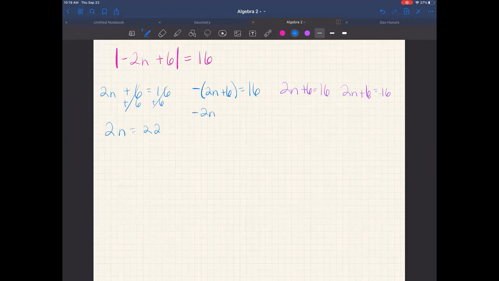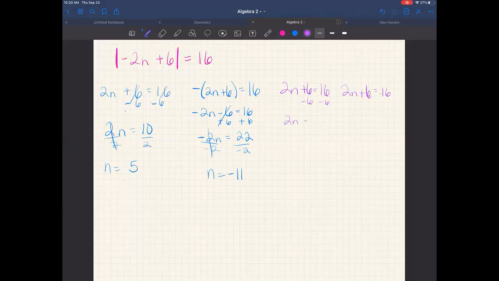This becomes a negative 2n minus 6 equals 16. So I add 6. That's going to give me negative 2n equals, again, 22. Oh, I did it the wrong way. So you guys didn't even tell me. It's supposed to be minus 6. Which this one is now 10. This one is 22. Once again, divide by 2. And I get n equals 5. Divide by negative 2. N equals negative 11.